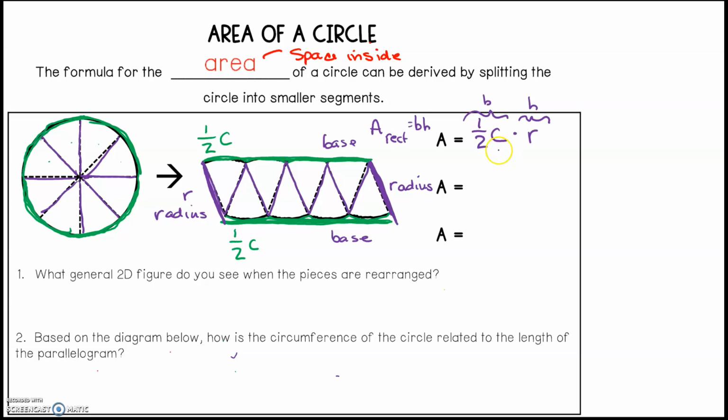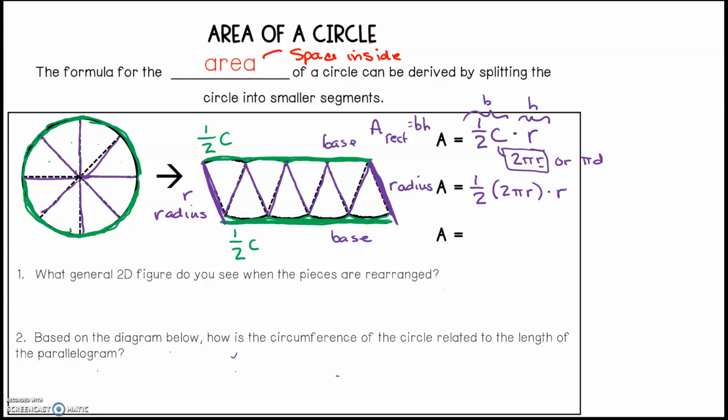I know from our last lesson that the circumference of a circle can also be written as 2 pi r or pi d, pi times d, but I want radius, because we're working with a radius already. So I'm going to take that C out, and I'm going to put this in its place. So I still have the 1/2, but now it's going to be 2 times pi times r, and then still times another r, another radius.